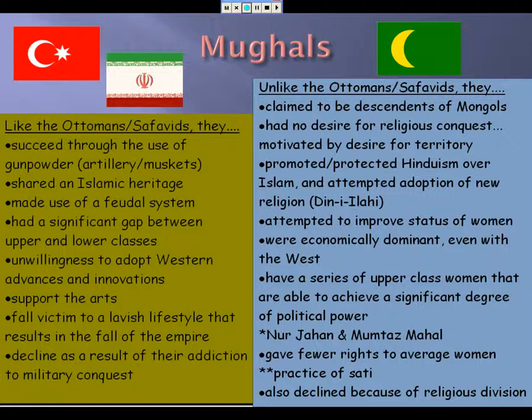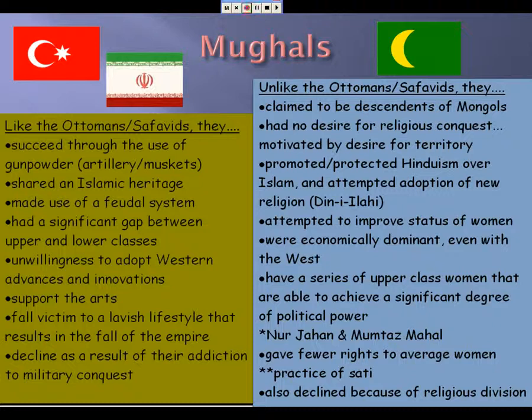The Mughals get their name because they claim to be descendants of the Mongol invaders under Genghis Khan, which is probably why Mongol and Mughal sound so close together, because they're trying to preserve that legacy. They are not going to conquer in the name of Islam.